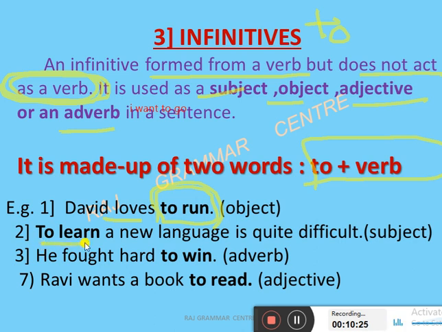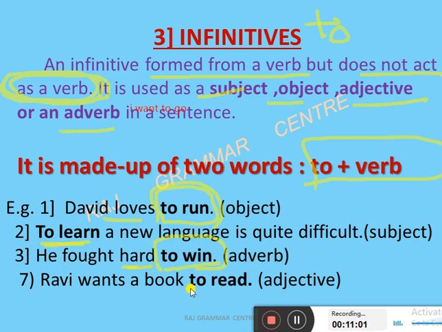To learn a new language is quite difficult: at the subject place. He fought hard to win. Here it is used at the place of adverb because "hard" is an adjective. He fought hard to win. Why fought hard to win? So here it is modifying the adjective "hard." You know very well the adjective and adverb definitions. Adjective is what? It qualifies a noun. Adverb is what? It modifies a verb, adjective or adverb.